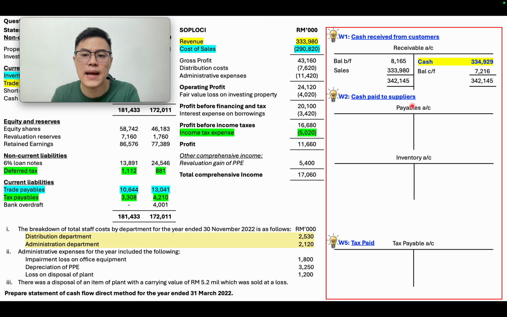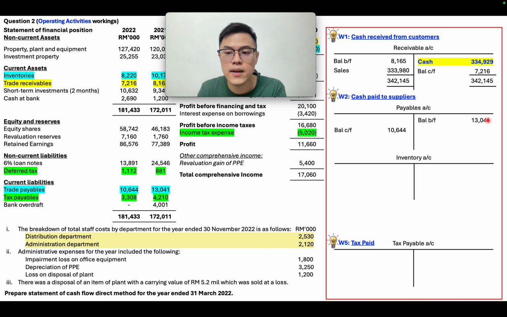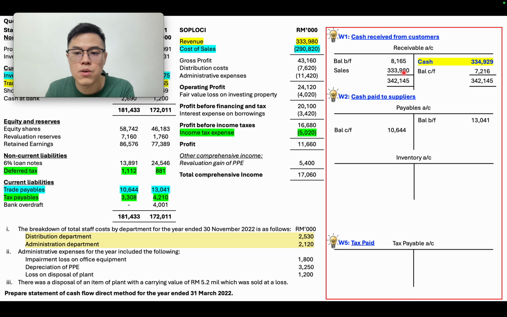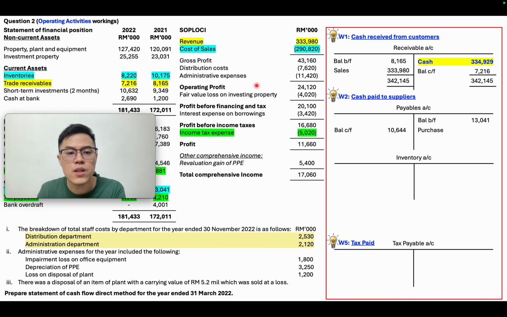And we have our supplier, which will be a bit complicated. If you look at our supplier, tax payable, trade payable, 13041 and 10644. By right, I know I got a purchase in here. But if you look at your SOPL, we don't have purchase. So if you don't have purchase, we will need to use cost of sales and the inventory to find out our cost of purchase. How to do that?